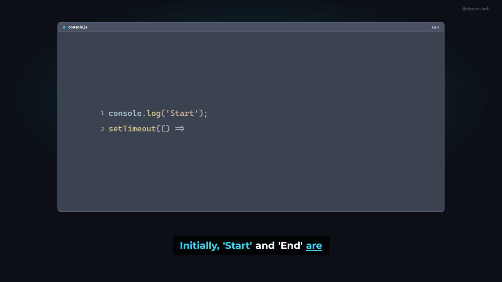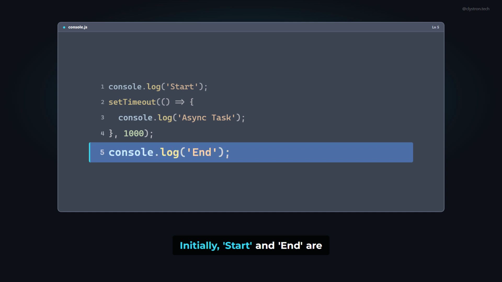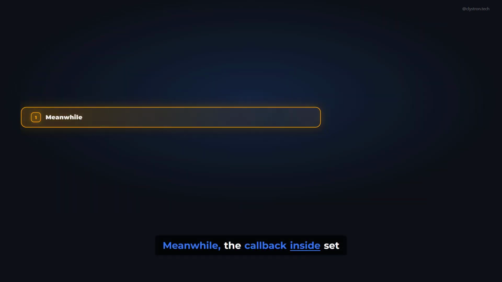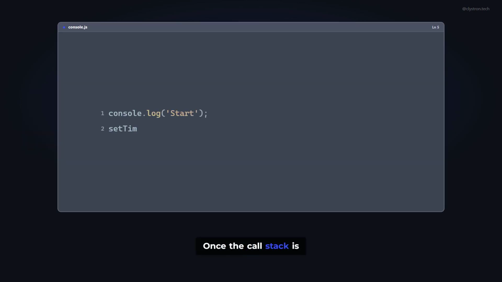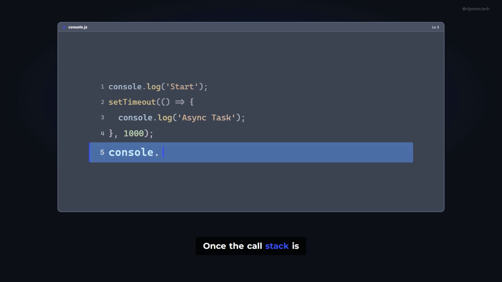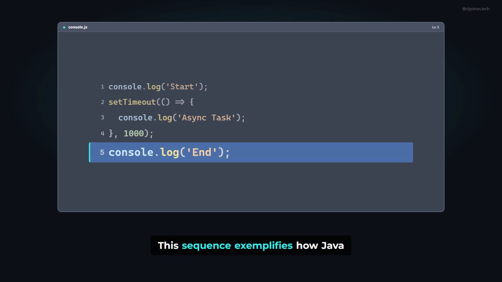Initially, start and end are logged immediately as they run synchronously on the call stack. Meanwhile, the callback inside setTimeout is registered and added to the callback queue after 1,000 milliseconds. Once the call stack is clear, the event loop moves this async task from the queue to the stack, executing it. This sequence exemplifies how JavaScript handles async operations without blocking the main thread.